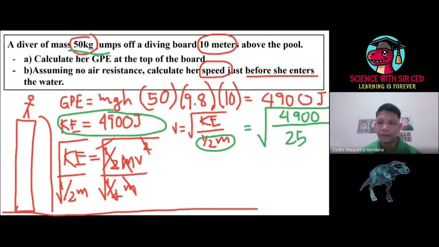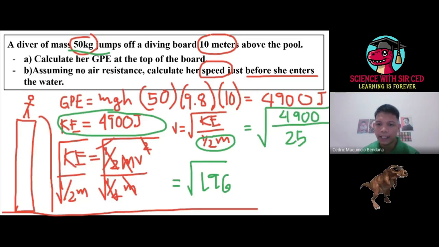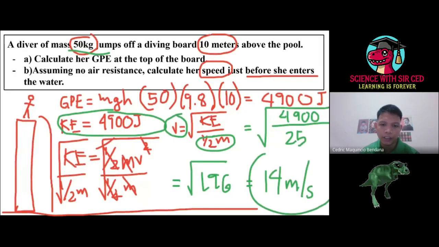4,900 divided by 25 is 196. So what is the square root of 196? The square root of 196 is 14. You are looking for velocity, so the unit will be meters per second. Okay? Clear? Next.